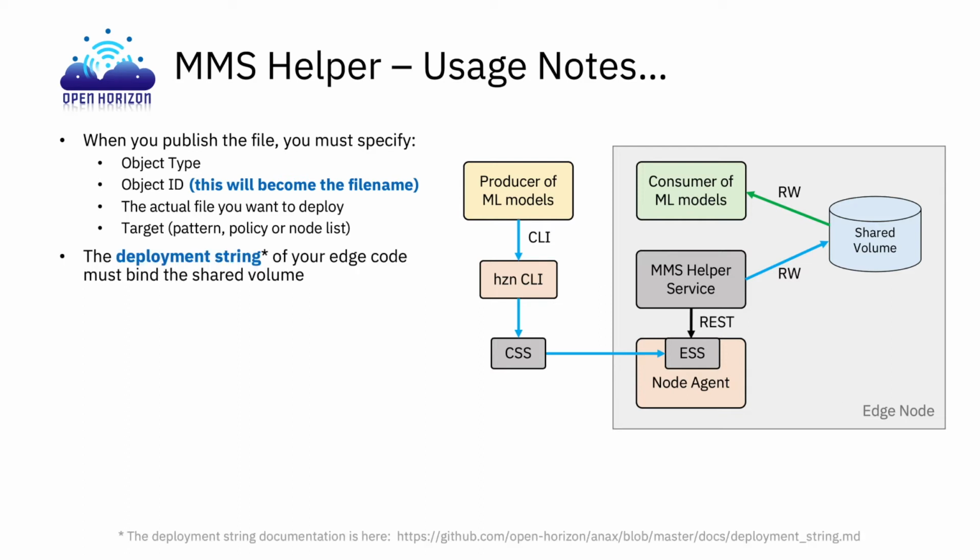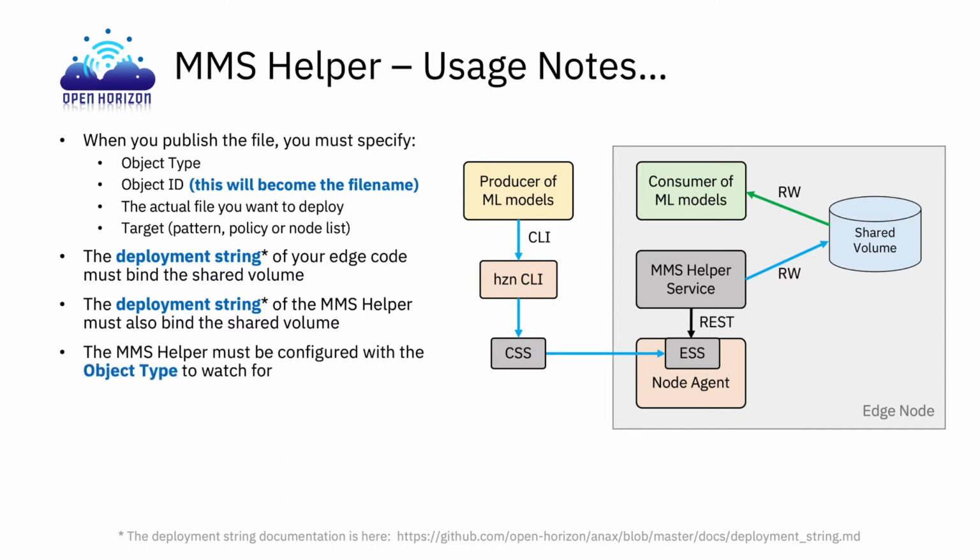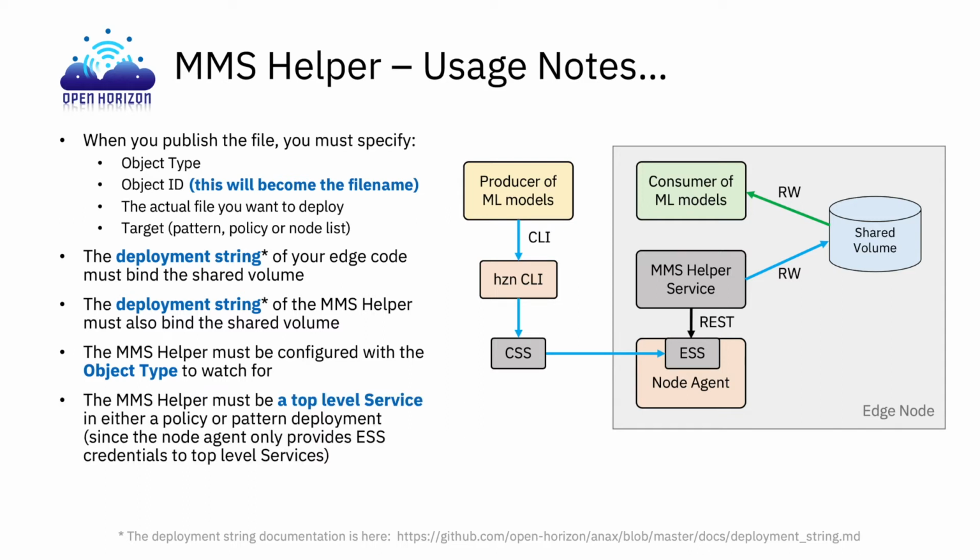Then to deploy your consumer code, the code I show in green on the right, you need to modify the deployment string so that it binds that shared volume. And the MMS helper must also bind the shared volume, but I wrote the MMS helper, so I've taken care of that part for you. And the MMS helper must be configured with the object type to watch for. So whatever object type you used in the first step on this page for publishing the file, you need to provide that as configuration to the MMS helper so it knows what to look for.